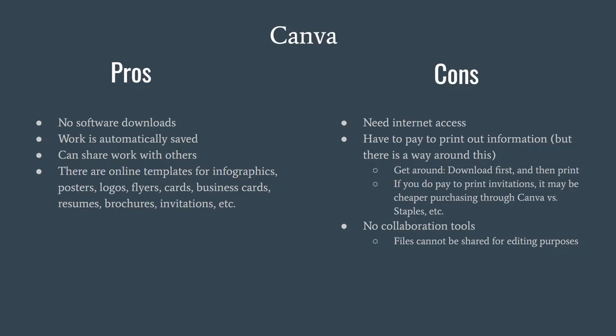Canva is great if you want an easy way to make posters, cards, infographics, brochures, invitations, and on and on and on. There are hundreds of templates to choose from, and each template can be customized. No software needs to be downloaded, and work is automatically saved. Users can share their work with others by either sharing a link or downloading their file and attaching it.